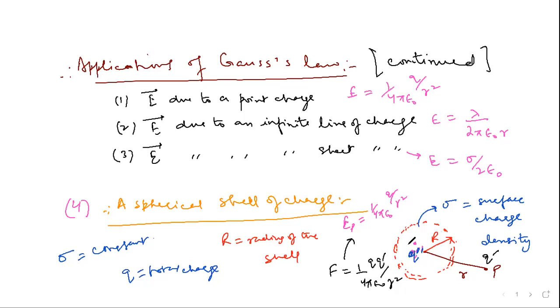So we will prove these two results using Gauss's law. We'll first prove that electric field outside the shell is same as the electric field due to a point charge located at the center of the shell and having charge equal to total charge of the shell. And second shell theorem, we will prove that electric field inside the shell is 0. And remember, these two theorems are valid only when sigma is constant.